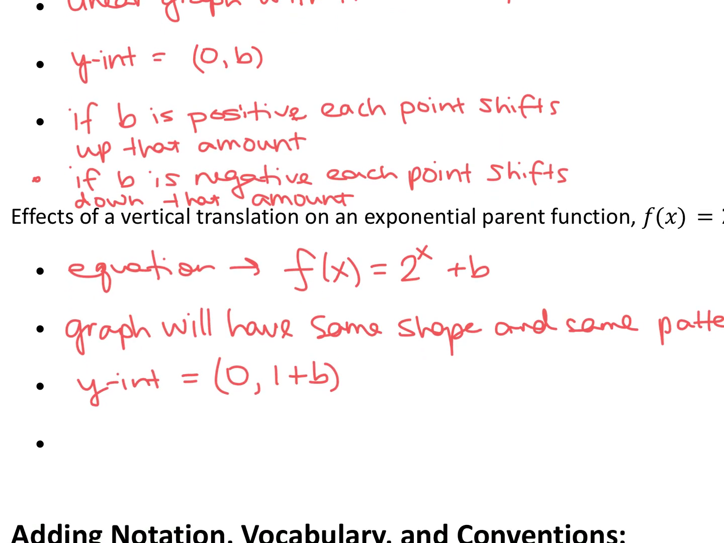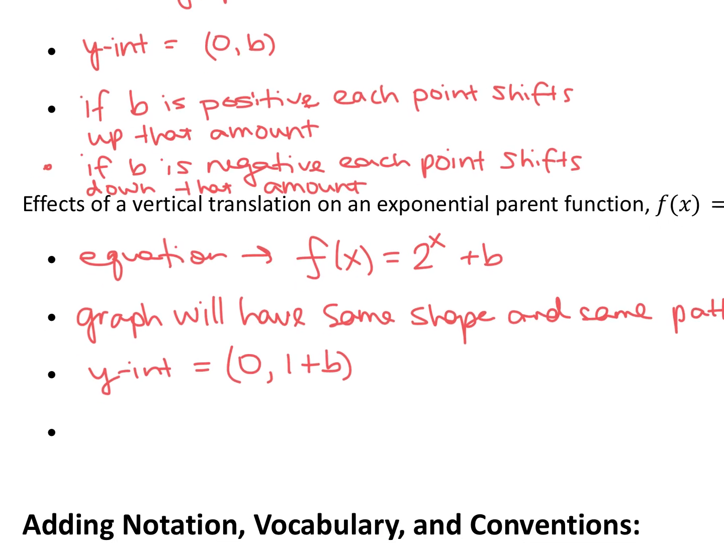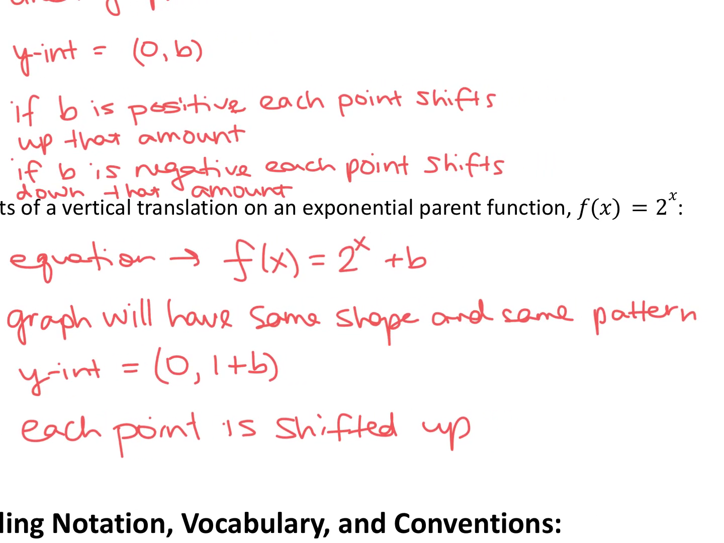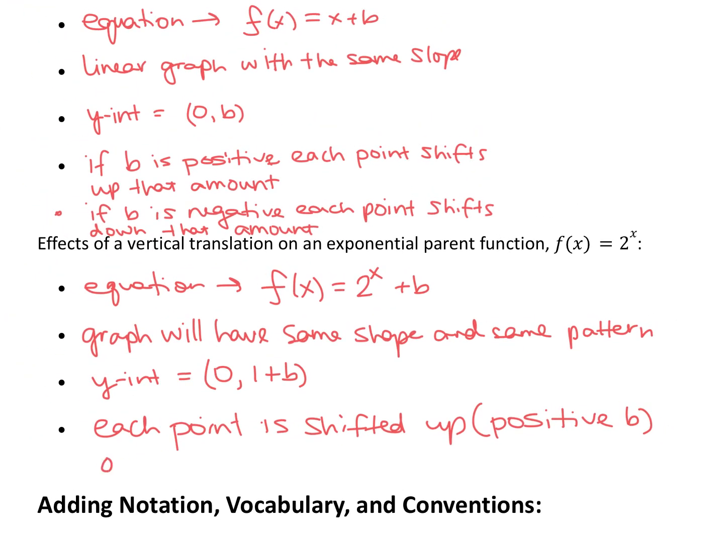And then we have the same last observation. Each point will be shifted up a positive b amount or a negative b amount, depending on what b is. So each point is shifted up if it's a positive b, or down if it's a negative b.